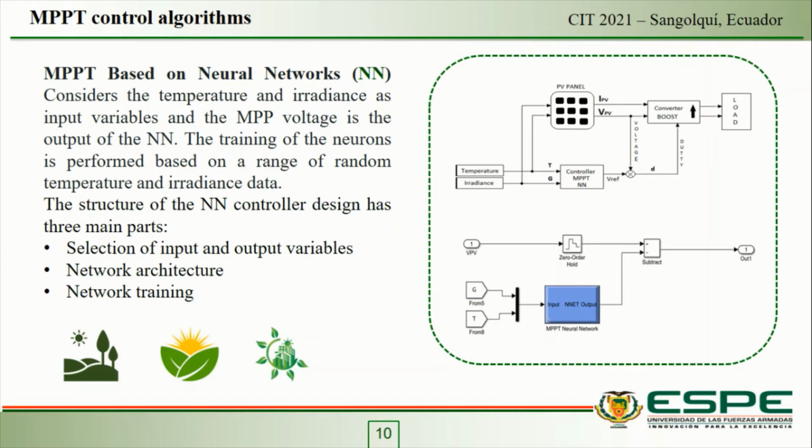Network training. The training of the neural network is carried out from a set of 1000 data of temperature and irradiation. This image represents the new simulation scheme for the neural network MPPT controller.